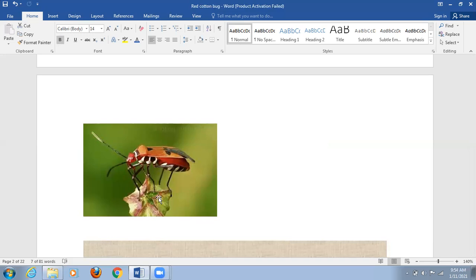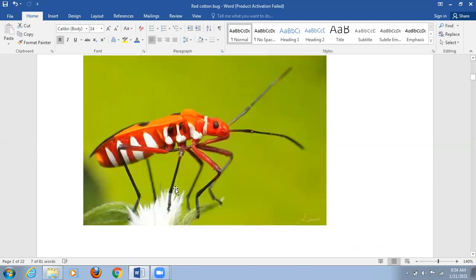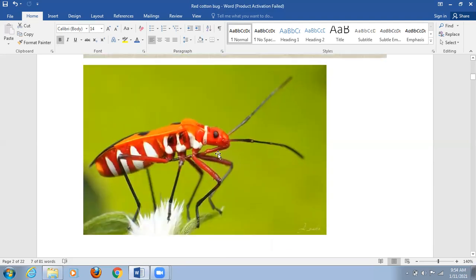Now, let's go for the identification marks of this animal or insect, because it is very important to know the morphology of this animal and which are the identification marks. So that's why it is important to learn this particular animal.